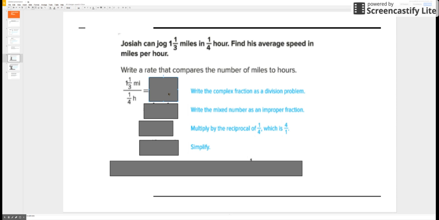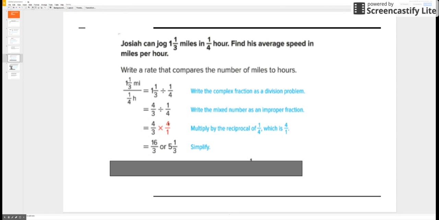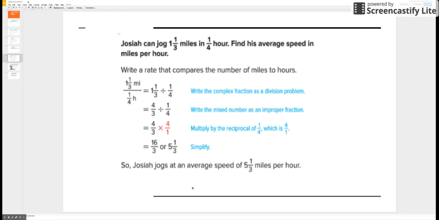Next thing we're going to do is rewrite this as a division problem. 1 1/3 divided by 1/4. Then we're going to take this mixed number and make it into an improper fraction. How do we do that? 3 times 1 is 3, plus 1 is 4. So it'll be 4/3 divided by 1/4. And then we're just going to multiply by the reciprocal. The reciprocal of 1/4 is 4 over 1. So then you can just multiply across. 4 times 4 is 16. 3 times 1 is 3. So it'll be 16/3 or 5 1/3. So in other words, Josiah jogs at an average speed of 5 1/3 miles per hour.